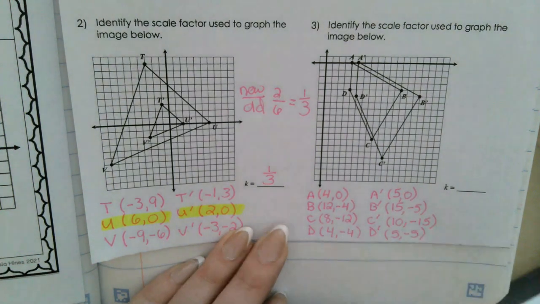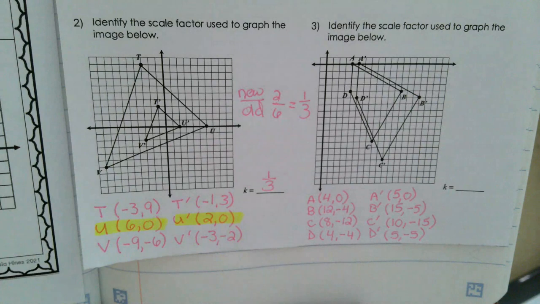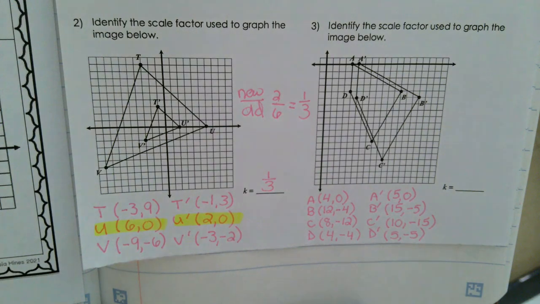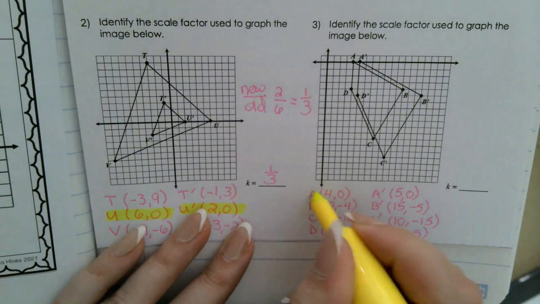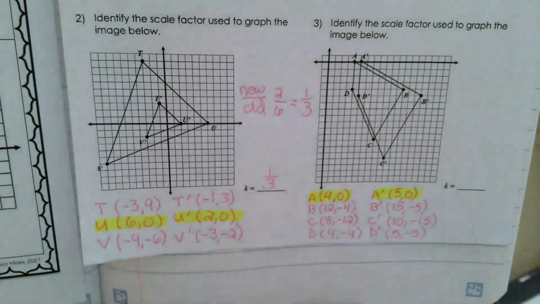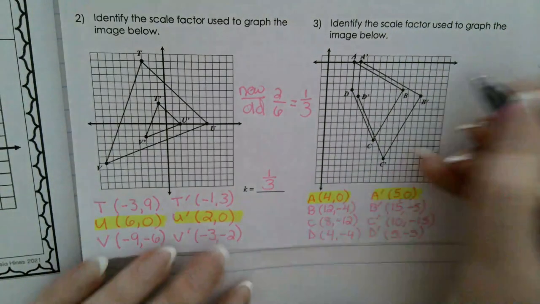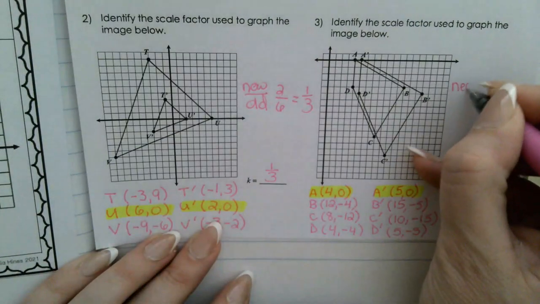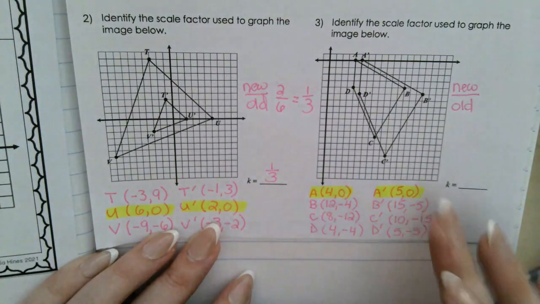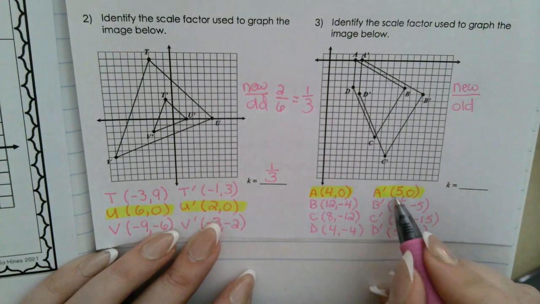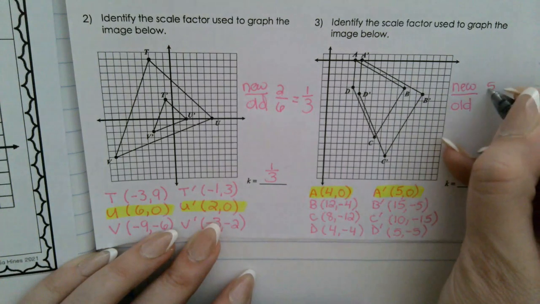Again, you really only have to compare one set of points that match up. Which one do we want to use? Pick one. You want to do A? You guys like the ones with the zeros. Okay. So A and A prime. So again, new divided by old. Can't work with the zeros. So we're going to do 5 divided by 4.